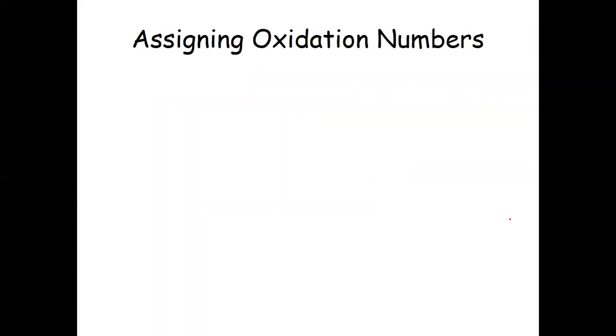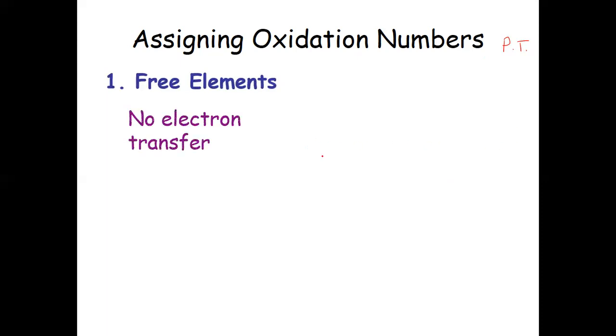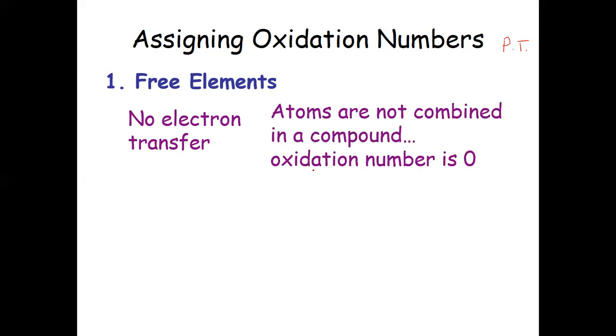So how do we assign oxidation numbers? In some cases, we're going to have to figure these out mathematically, but we also need to use our periodic table. All right, so a free element, that means an element that is not combined, means there's no electron transfer. It means not in a compound. The oxidation number is 0. Any element by itself has an oxidation state of 0.